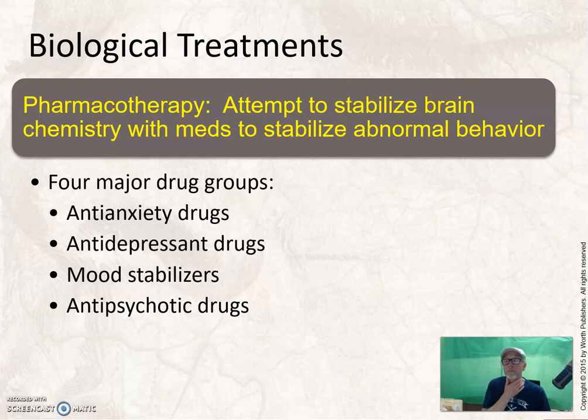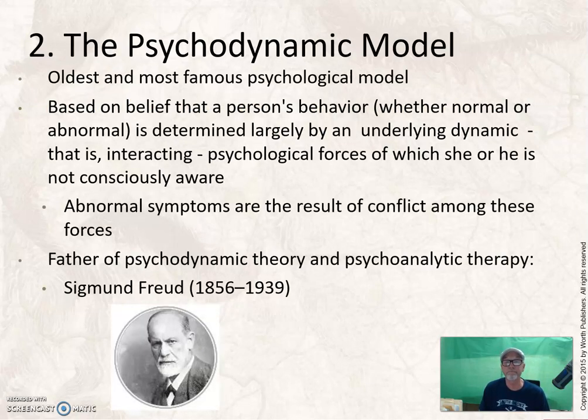And so if the abnormal behaviors are a result of biochemical imbalances, then you can begin to understand why biological treatments are using pharmacotherapy or medicines to help stabilize the brain chemistry in order to help stabilize the behavior. There's 4 major groups in psych meds: anti-anxiety drugs, antidepressants, mood stabilizers, and antipsychotics.